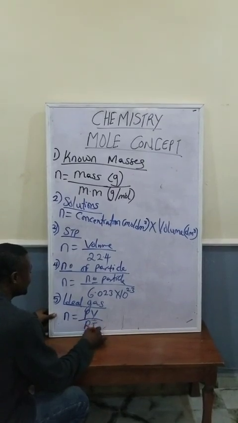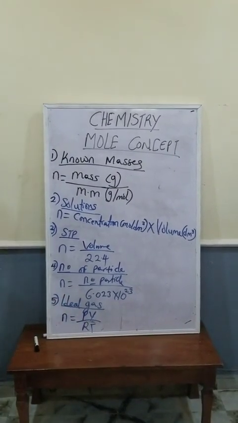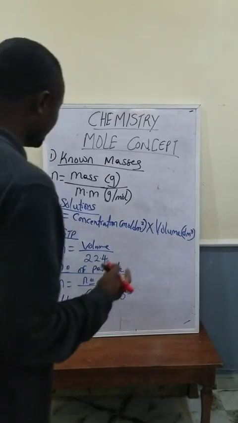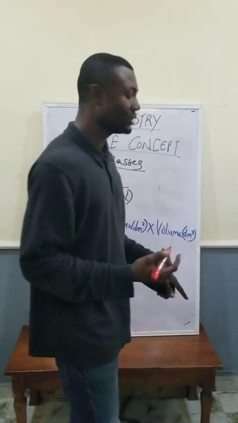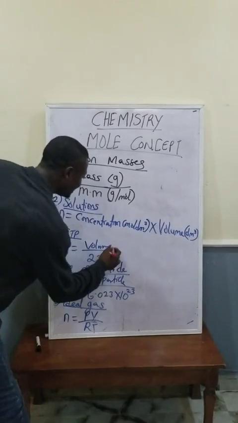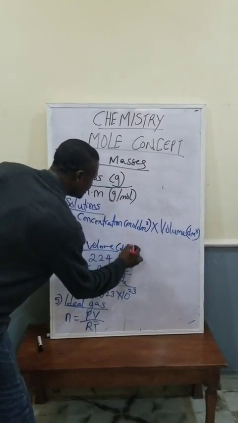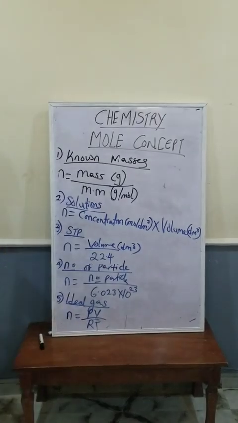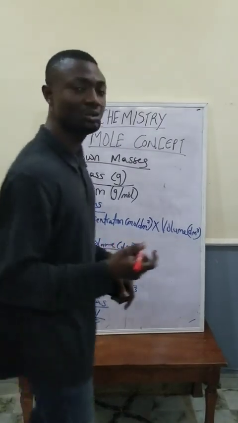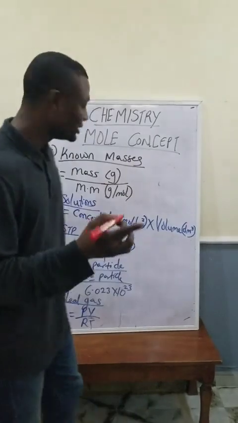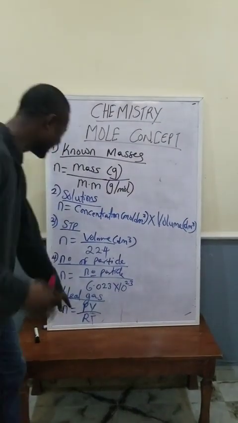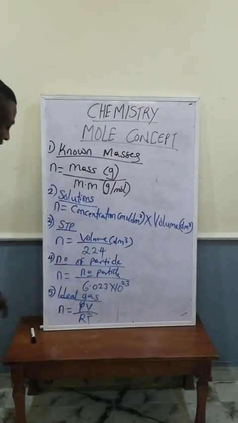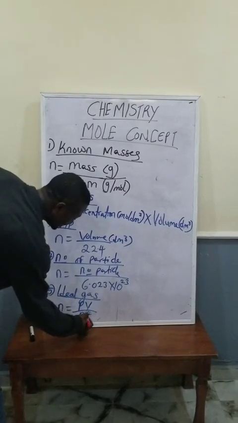And you know that your P stands for your pressure, your V stands for volume, measured in dm cube. Let me indicate that volume is measured in dm cube. So if you have been given questions in cm cube, just have it in mind that you divide by 1000 to attain your dm cube. Your R stands for your gas constant, and your T stands for temperature measured in Kelvin.